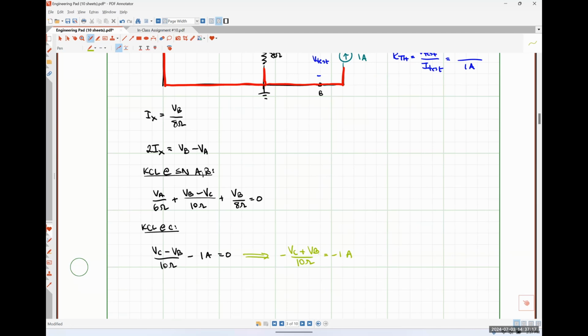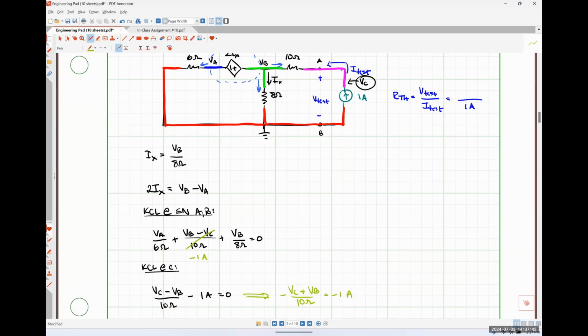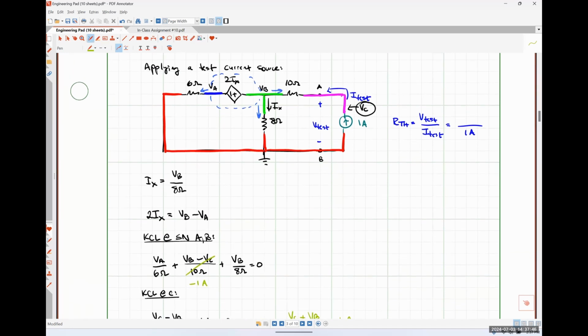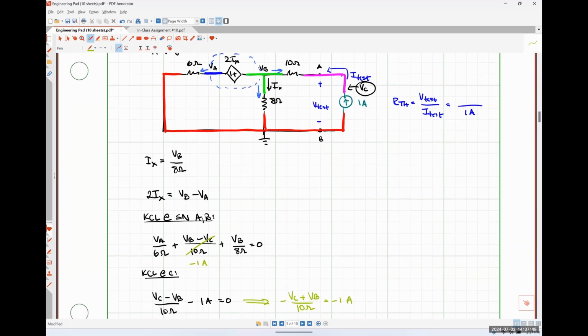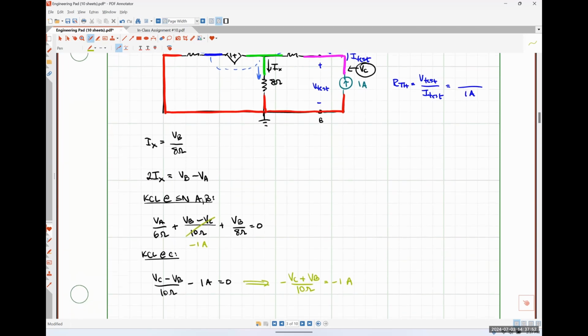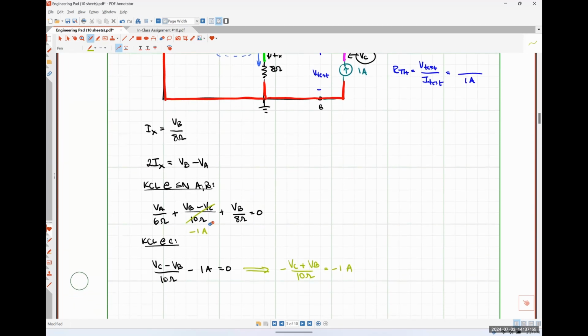And negative VC plus VB is the same thing as VB minus VC over 10. So realistically, I could scratch this out right here and replace it with -1 amp. And I now have a 3 equation, 3 unknown system where my unknown quantities are VA, VB, and IX. That being said, the voltage VC is the thing that I'm interested in. So maybe that's not the best substitution to make. So let me scratch that out. Sorry, we're just thinking out loud here.